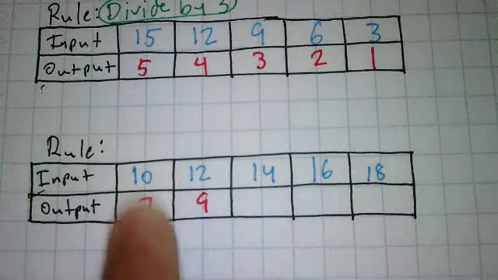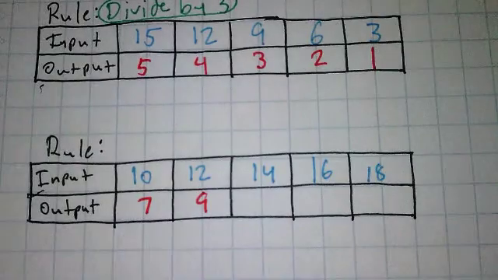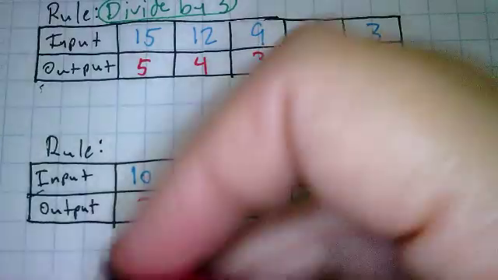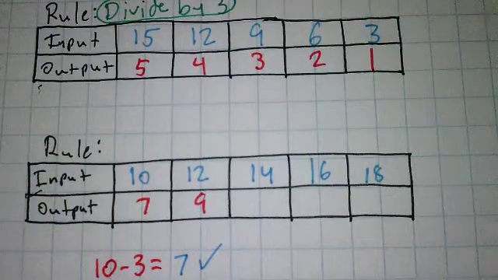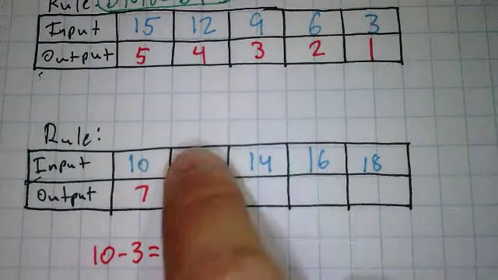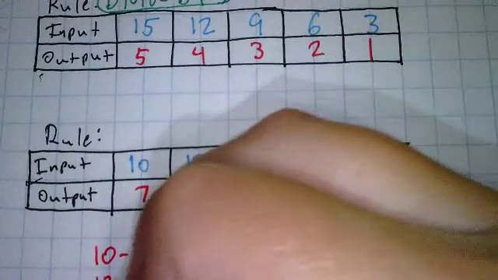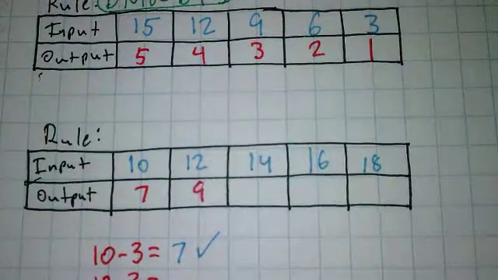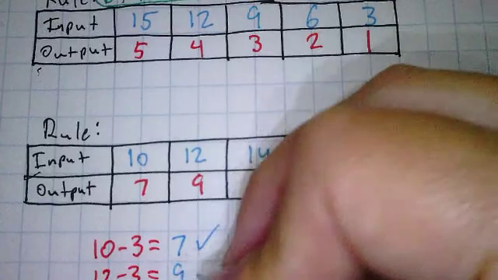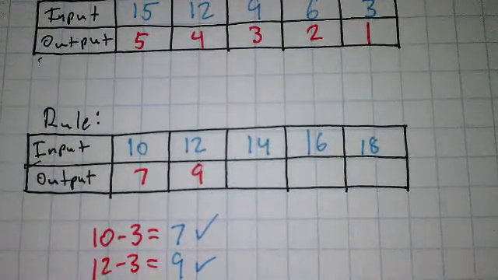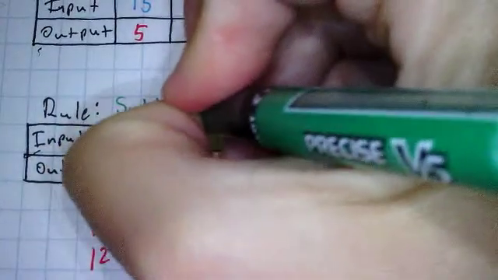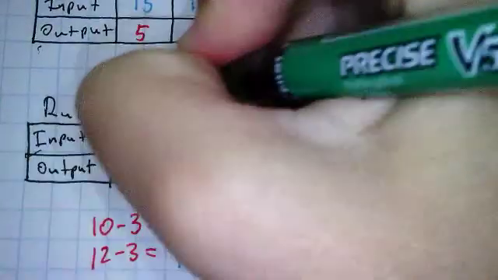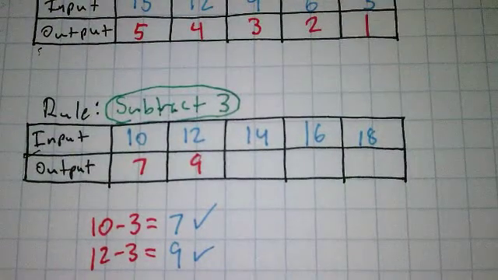Okay? So how do you think we could get from 10 to 7? What's something we could try there as a rule? Emma? Minus 3. Emma says minus 3. Let's try it. Does 10 minus 3 equal 7? Yeah. Okay, that works. Let's see if that works for our next one too. What does 12 minus 3 equal? Does it equal 9? Yeah, so that works. So if it works for both of these, that means our rule is subtract 3.